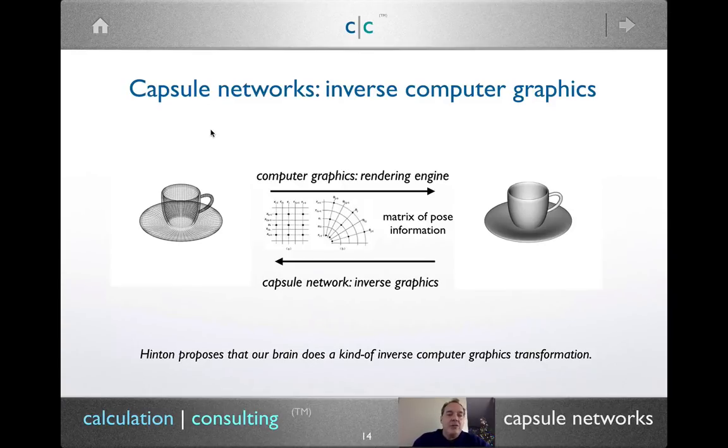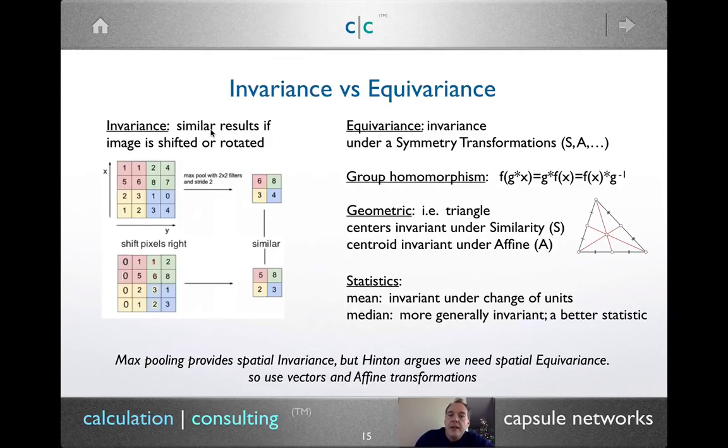The idea is that when you render an image, you need to have this matrix to know how to render it. Well, Hinton proposes that our brain does a sort of inverse computer graphics, and when it looks at an image, it is able to infer that matrix of pose information. And that matrix of pose information is somehow encoded in these cortical microcolumns. The other thing he talks about, and this is a little more from the mathematics side, is the importance of equivariance, the difference between invariance and equivariance. And I'm going to explain what that is.